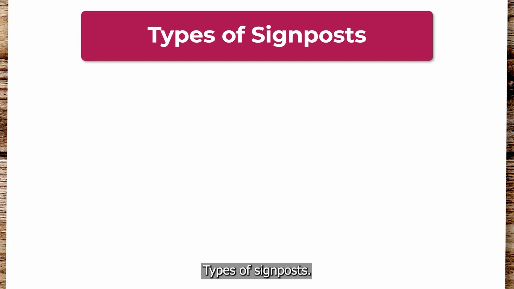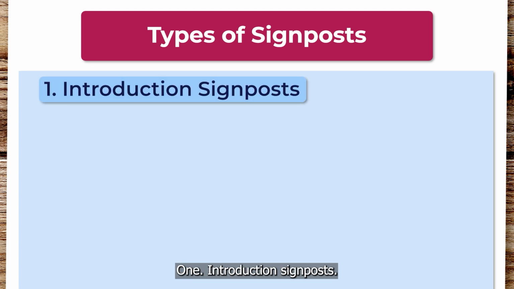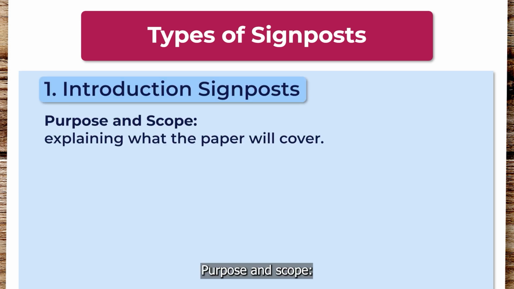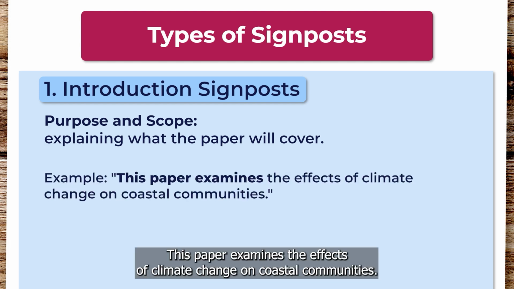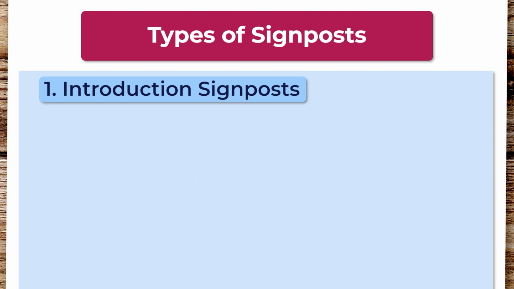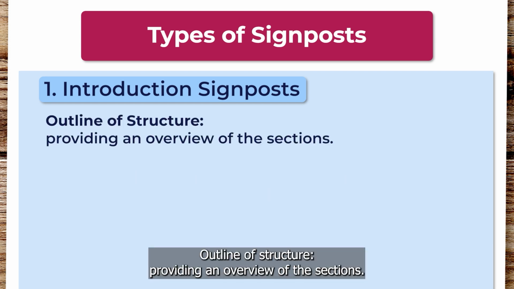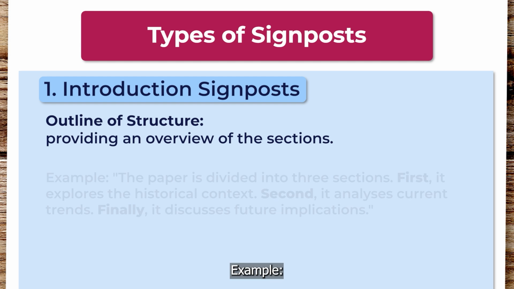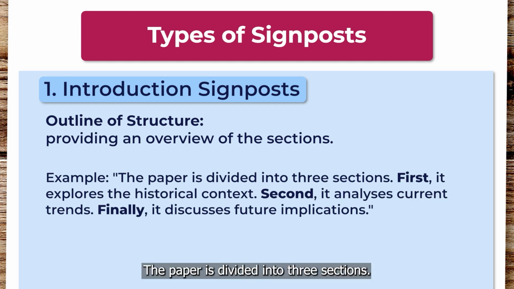Types of signposts. 1. Introduction signposts. Purpose and scope, explaining what the paper will cover. Example: this paper examines the effects of climate change on coastal communities. Outline of structure, providing an overview of the sections. Example: the paper is divided into 3 sections. First, it explores the historical context. Second, it analyzes current trends. Finally, it discusses future implications.